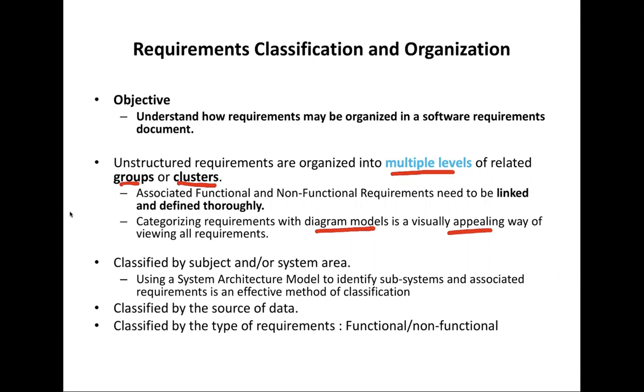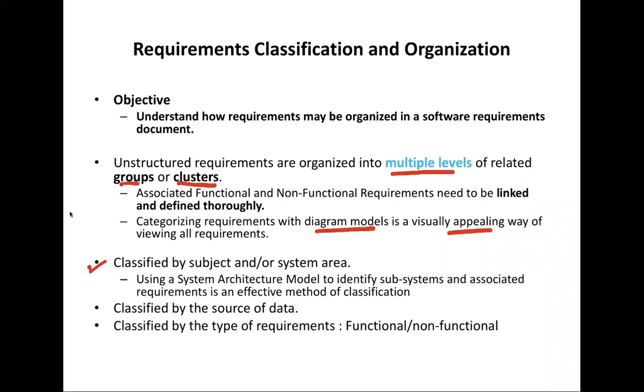How would you classify and organize requirements? It varies. There is no standard or typical technique to classify or organize requirements. It could be based on the subject itself or the system area. At this point, you might use a system architecture model to identify subsystems, and then you associate the requirements based on the categories within each system and each subsystem. It is considered an efficient way of classification that has been widely used even in modern software development.